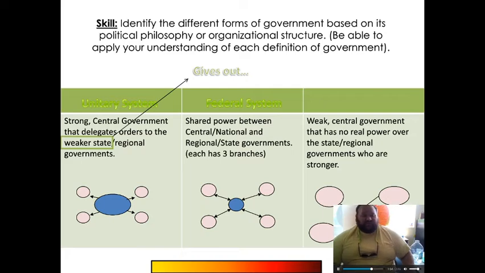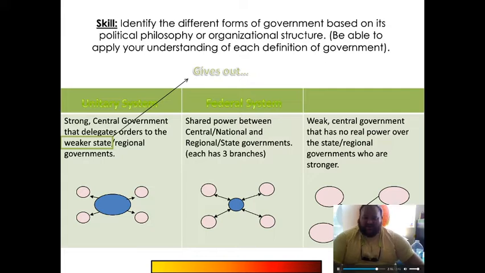We live in a federal system. Our power is shared between the central, national, and regional governments. So between the states and the federal government, that's where our power is shared. And each level of our government has three branches: legislative, executive, and judicial. So when we think about the federal system, we think about power being shared.